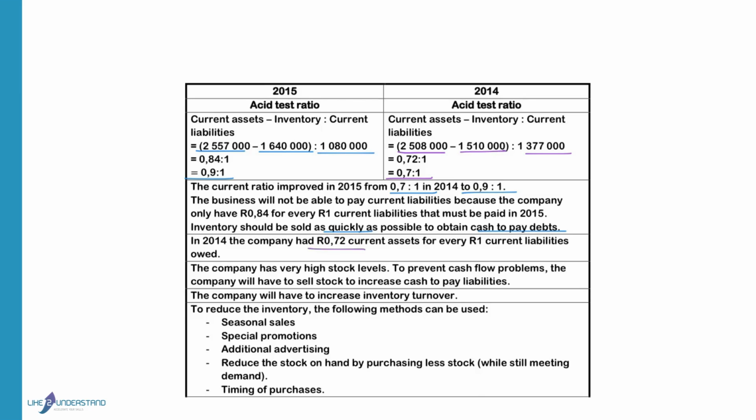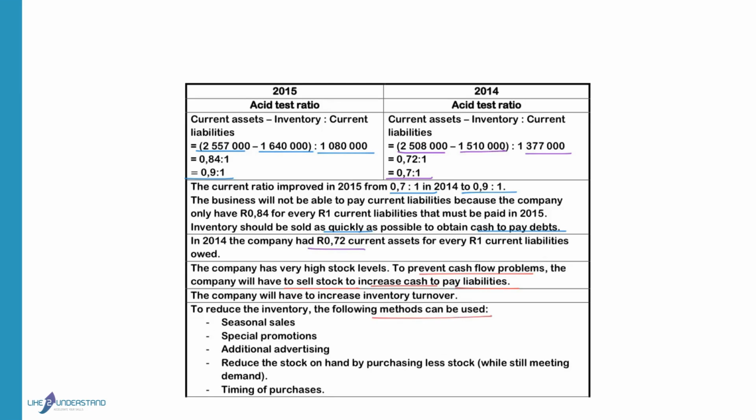and the company has very high stock levels. So that means that they have to sell some of the stock as quickly as possible so that they can prevent cash flow problems, they can increase their cash so that they will be able to pay for liabilities. Now we realize that there's a problem. They will not be able to pay. So some steps must be taken so that they obtain money quickly to be able to pay for the liabilities. So the following methods can be used.